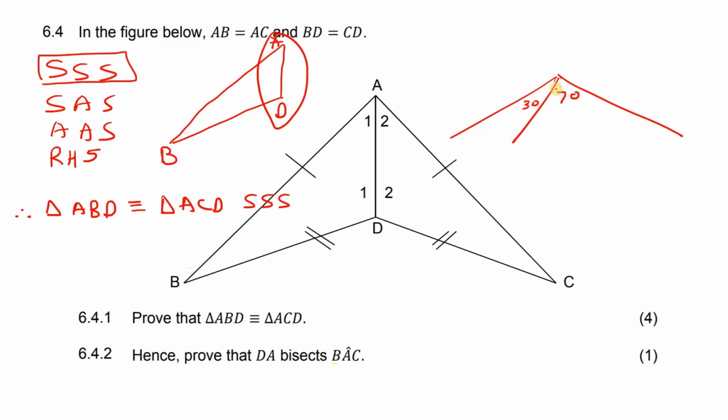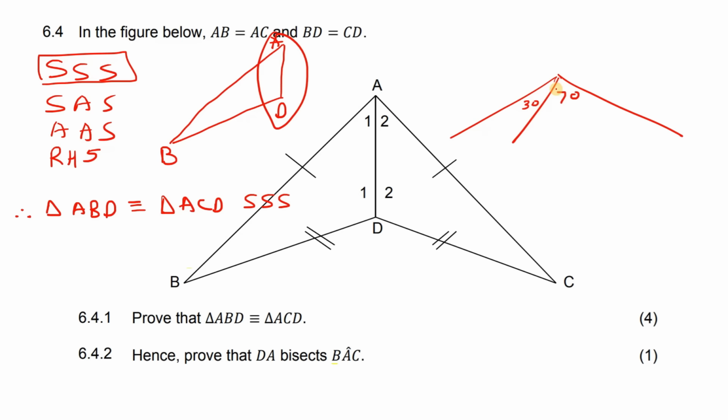Now, why would they be the same? Well, think about this. We've just proved that this triangle is exactly the same as this triangle. So that means that these two parts have to be the same. So we can say that triangle ABD is congruent to triangle ACD. Why? Because we've proven that. Then you can say, therefore, angle A1 has to be the same as angle A2. And that is all you say.